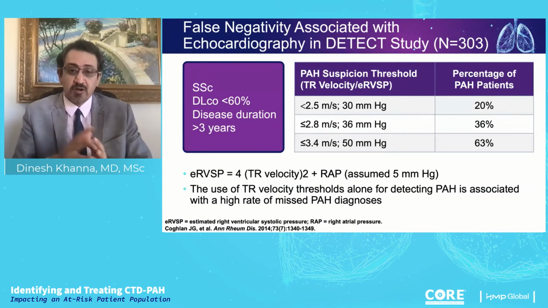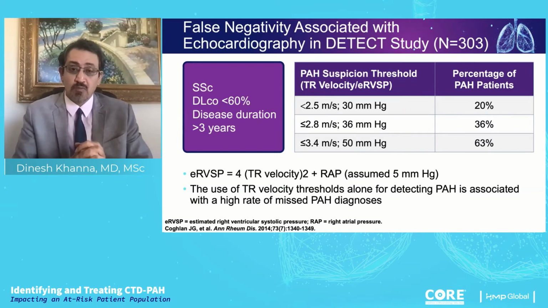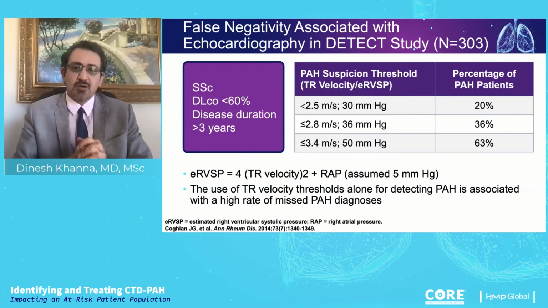Let's look at the performance. If your estimated pressure was less than or equal to 30, which a lot of us would consider quote unquote normal, but remember it's a high at-risk population with certain characteristics that put them at increased risk, such as DLCO of less than 60 and a longer disease duration. Echocardiogram missed 20% of patients who had pulmonary arterial hypertension.